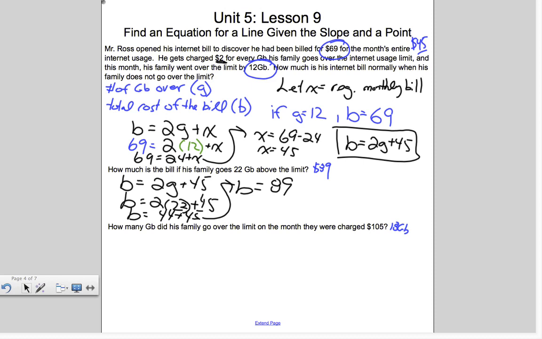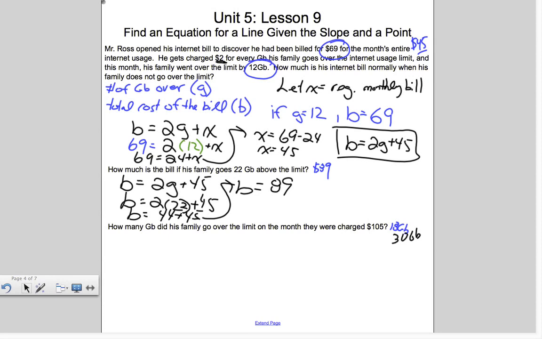What about this question? How many gigabytes did the family go over when they were charged $105? How do we figure that out? Work it out. What's the answer? 130 gigabytes over? You went 30. Oh, 30.